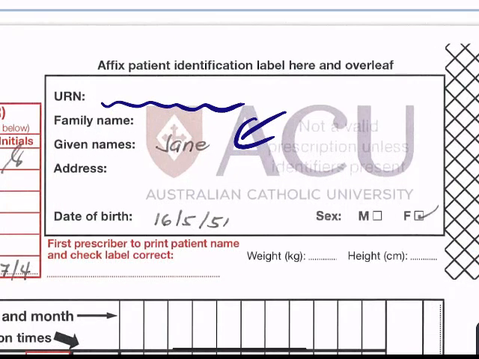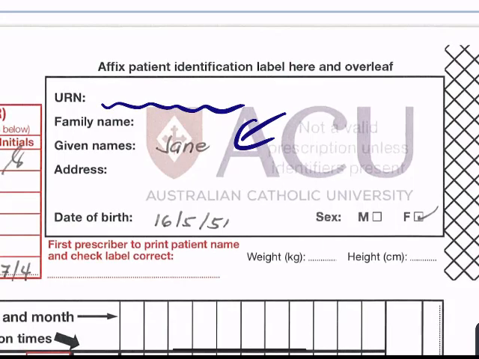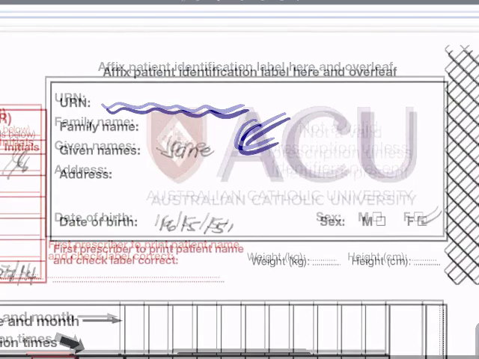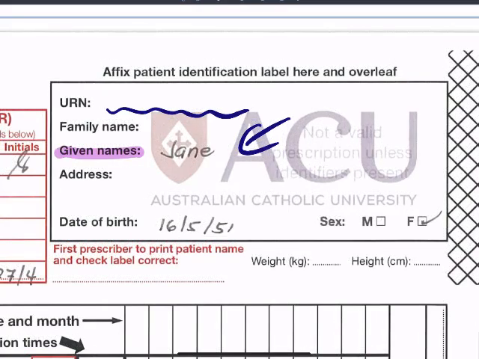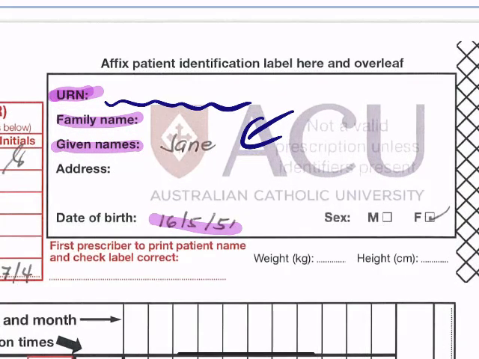What's required is 2 points of identification, but what is best practice is 3. That may be impossible in an unconscious patient. So name and UR number might be 1. Date of birth and UR number might be another. Best practice requires 3.